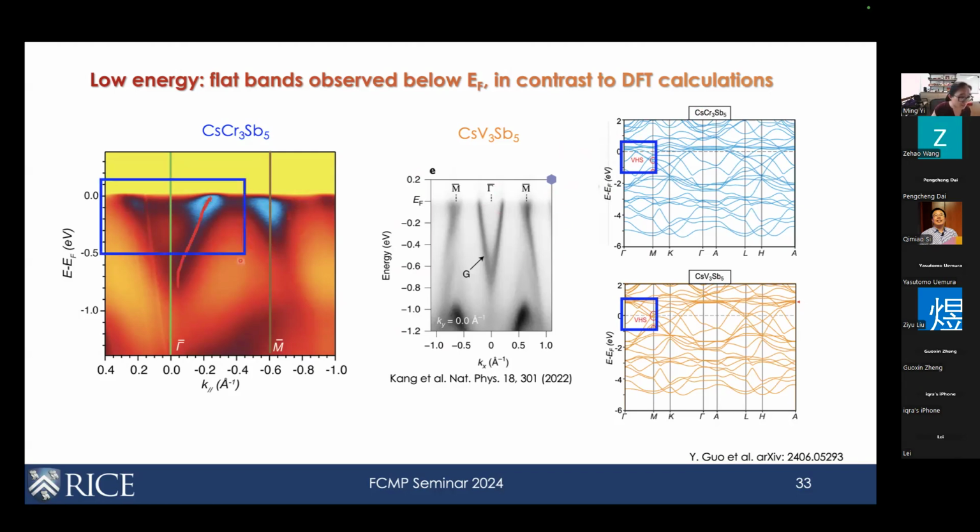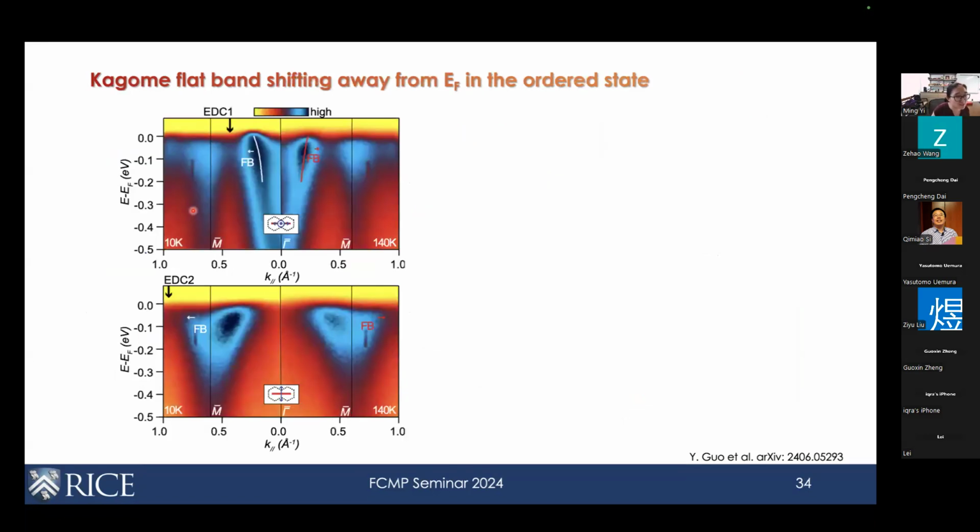If you fit the dispersion like this, you will see that if it was not there, you would see a straight dispersion. But you can see in this fitting that it deviates from where this flat band actually hybridizes with this electron band, right? We can use that as a way to look at the location of this flat band, and we can do that as a function of temperature.